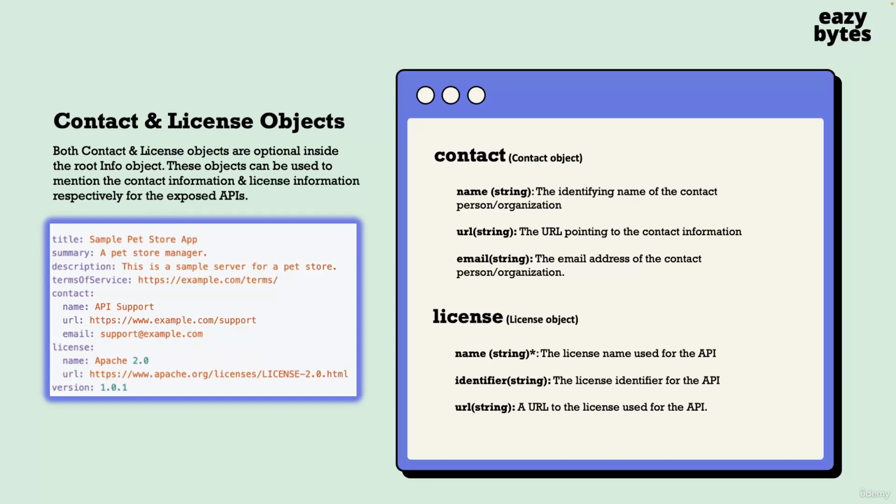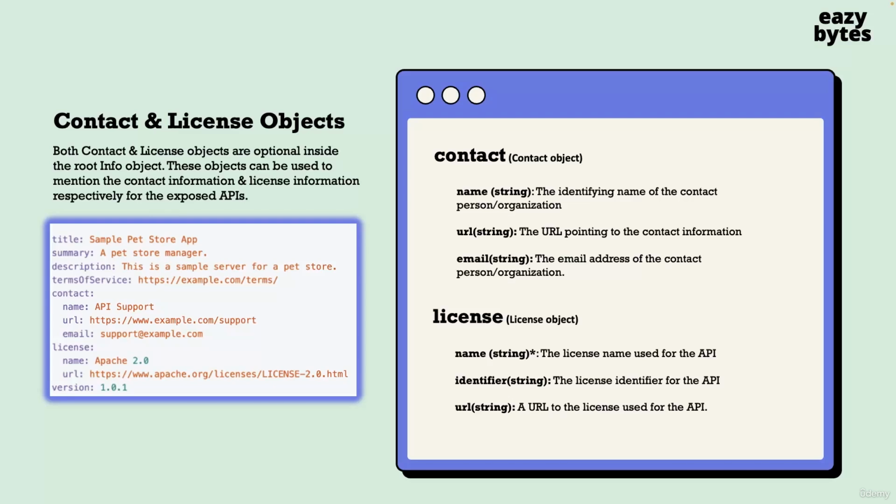So using the name field, we can define a name for your license details. After that, we can also mention an identifier and a URL. Using the identifier, we can mention our license identifier, and using the URL, we can give a URL where all our license details are available, so that whoever is trying to consume my APIs can go and understand all the licensing requirements.